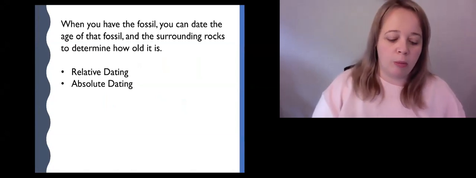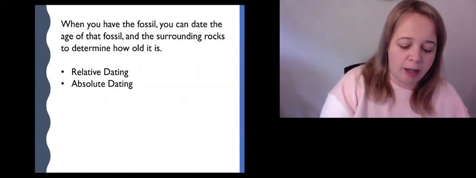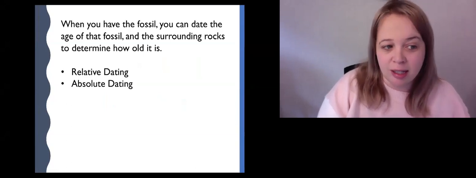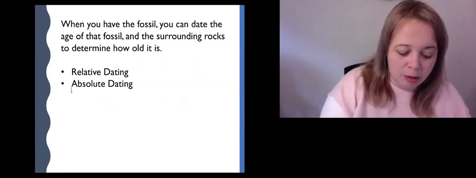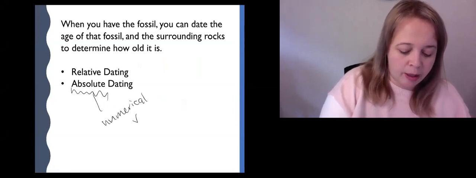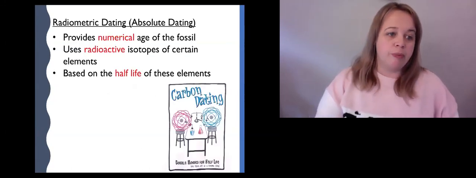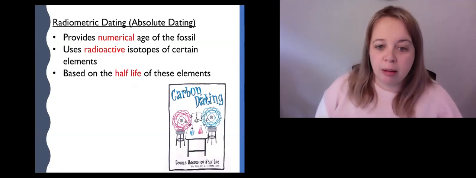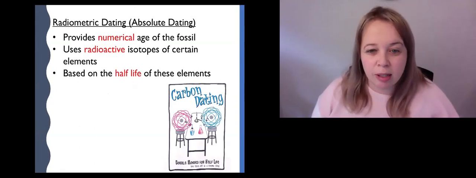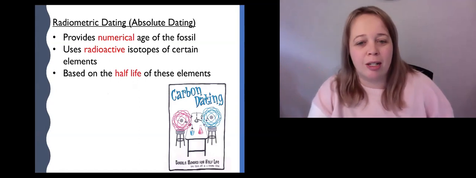So what we might do is we might date the surrounding rocks, or we might date the fossil itself. And the process that we use to come up with an absolute, so this is a numerical value, is the same, whether or not it's the fossil itself or the rocks surrounding the fossil. So first, some other words that you might find for absolute dating is it might be called radiometric dating.